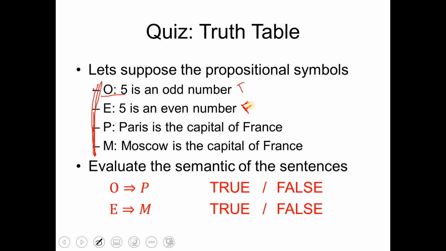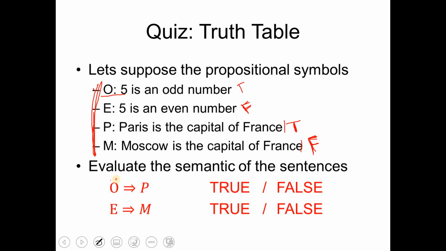Next, there are two more symbols I define. P: Paris is the capital of France, whereas M: Moscow is the capital of France. Now all of us know that the first symbol is true, but the last symbol is false. Based on these facts, the meaning over here is given as a trick. This is tricky, but in practice you will be given a very clear meaning.